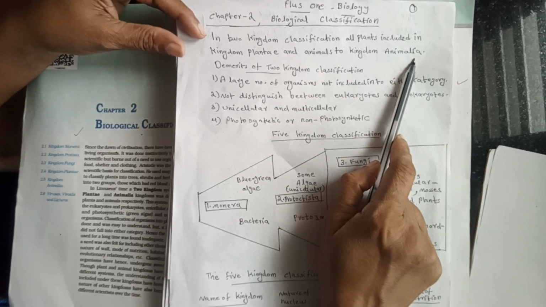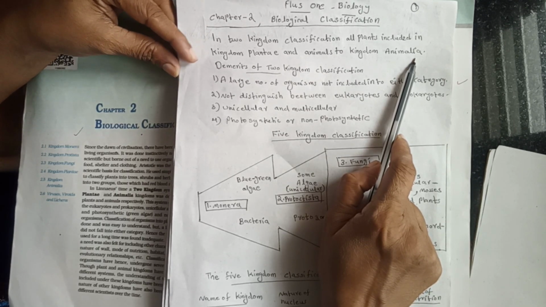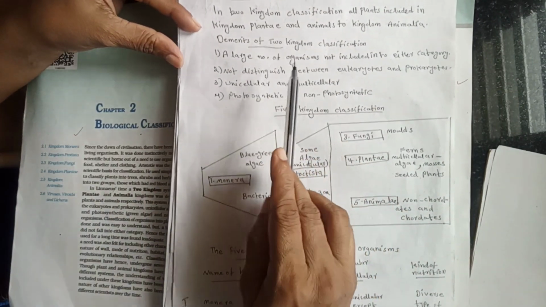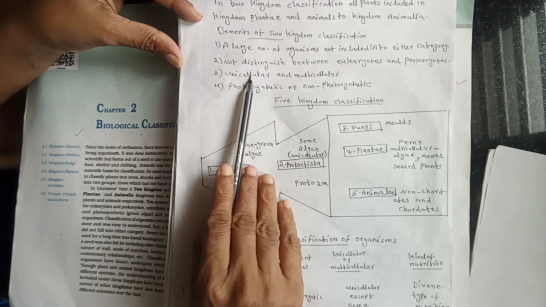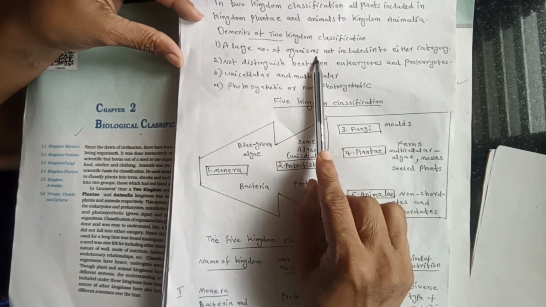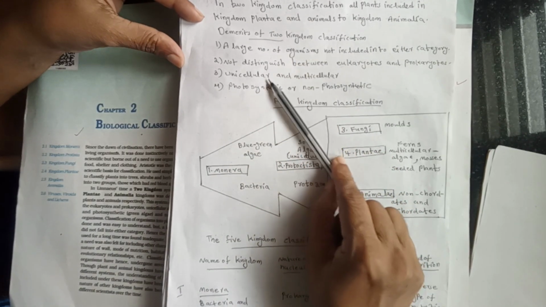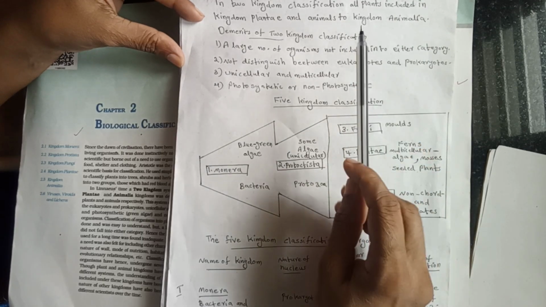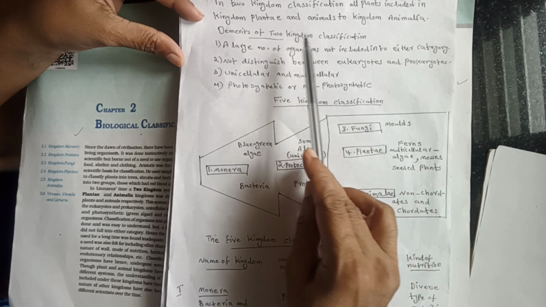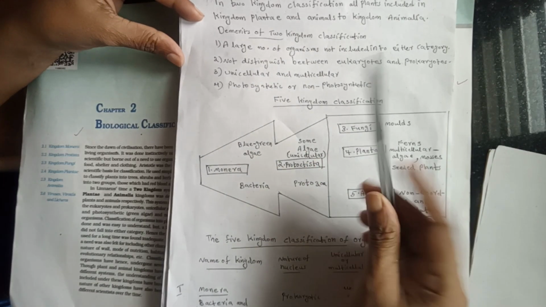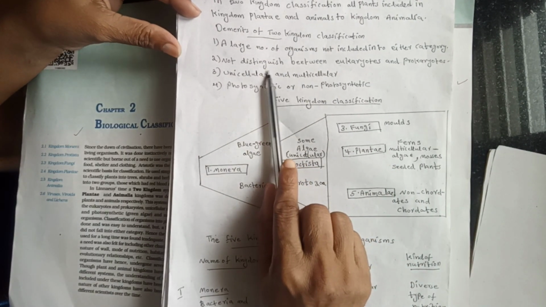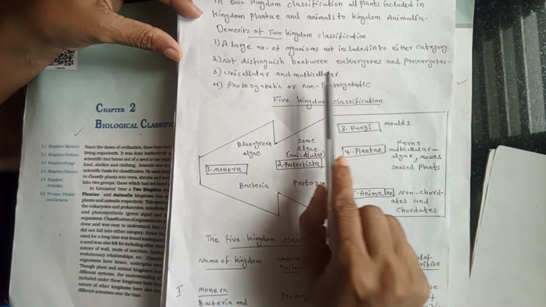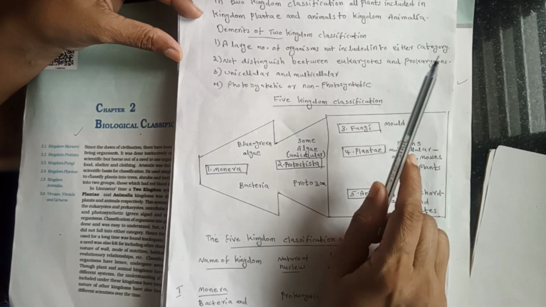But there are lots of demerits in this two kingdom classification. A large number of organisms, that means living beings, are not included in either category, that is, not included in Animalia and not included in Plantae. Second point, it does not distinguish between eukaryotes and prokaryotes.